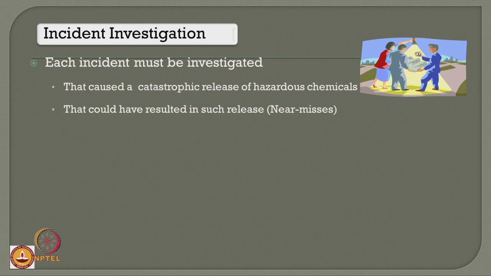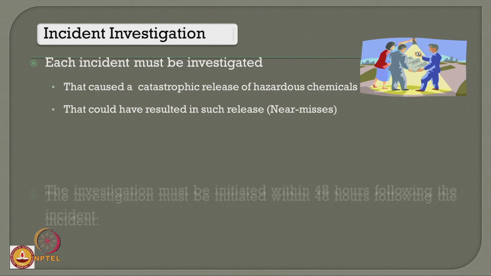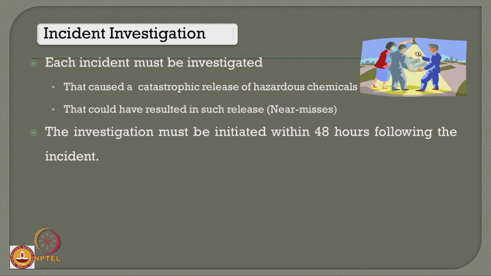Incident investigation is a very important item in process safety. Each incident must be investigated. The incidents that caused a catastrophic release of hazardous chemicals, or that could have resulted in such releases, technically this is what we call near misses. The investigation must be initiated within 48 hours following the incident.